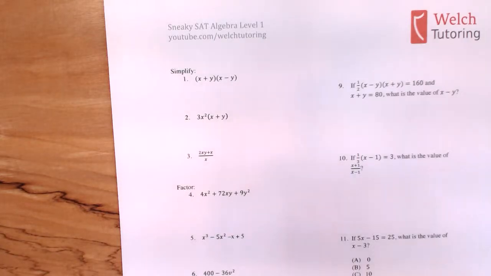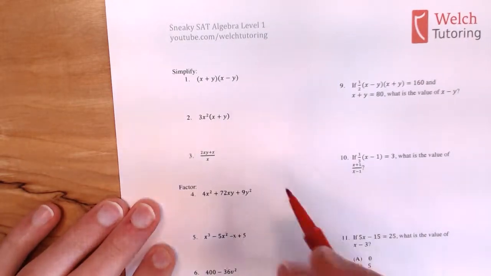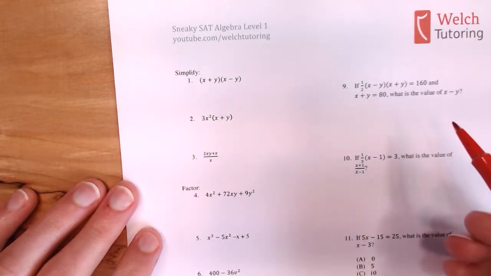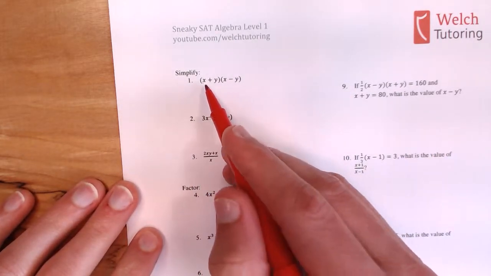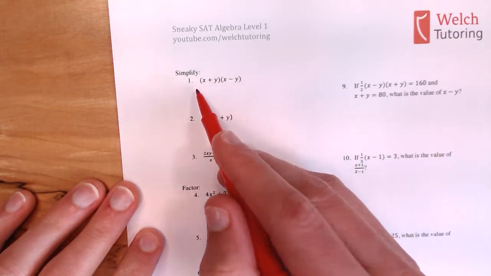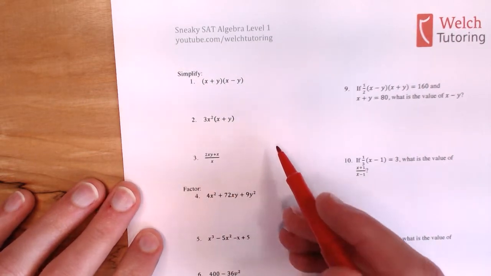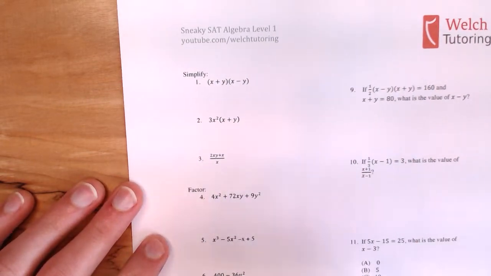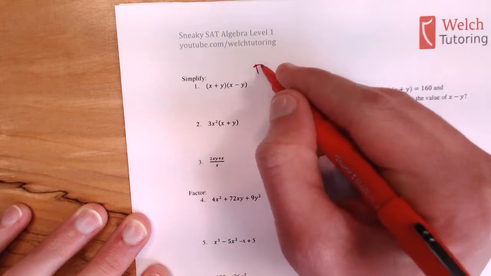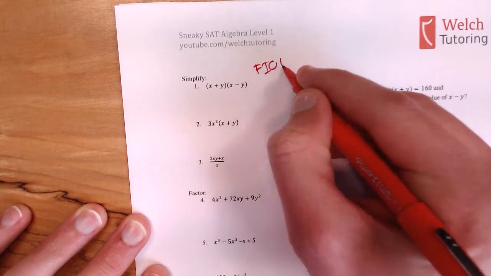Okay, so this is sneaky SAT Algebra Level 1, and here's number 1. Remember, whenever we multiply two binomials together, these are each binomials because they each have two terms, we have to FOIL, right? FOIL is an acronym. It stands for first, inside, outside, last.